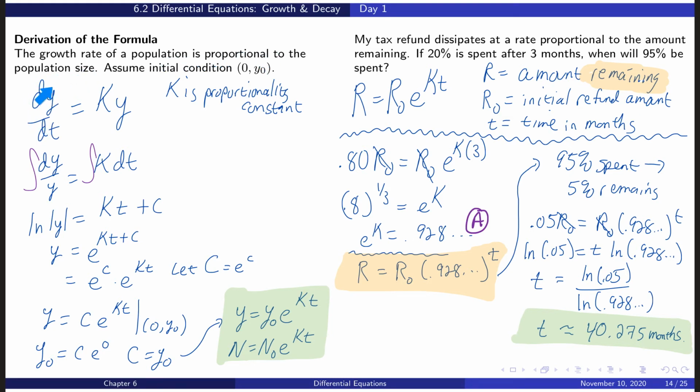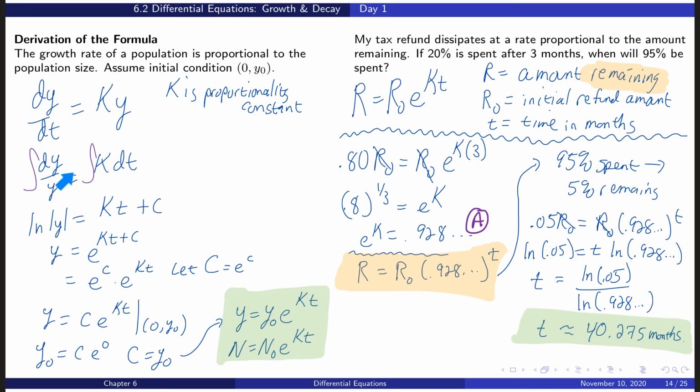Growth rate is a differential, dy/dt, equal to something proportional to the population size. So k is a proportionality constant and the population size is y. What this means is that as your y value gets bigger, your growth rate also increases. So, separation of variables: bring the dt to the right side, bring just the y to the left side. So we have dy over y is k dt.